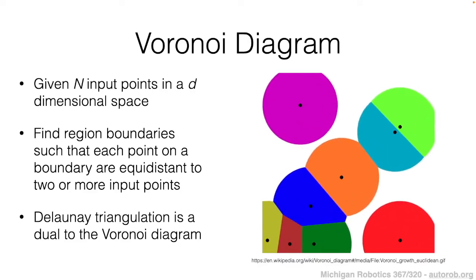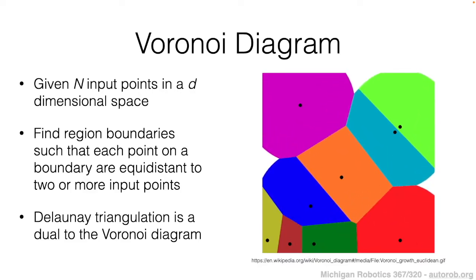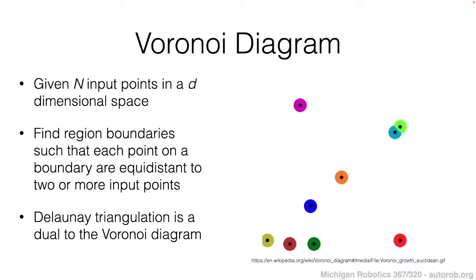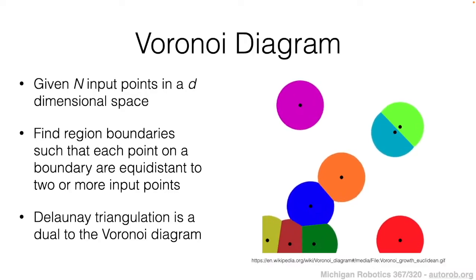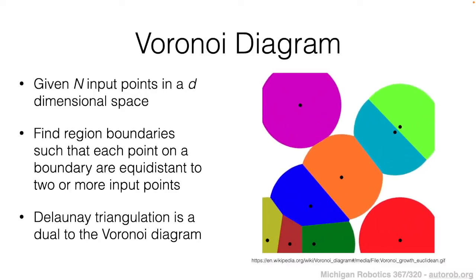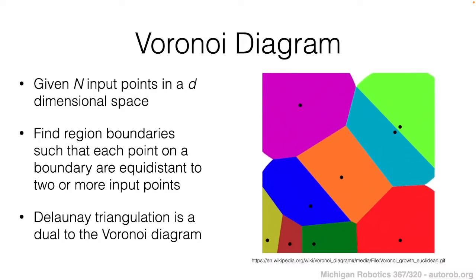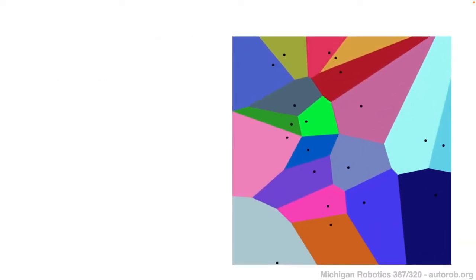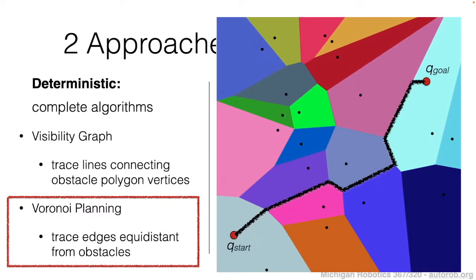And what the Voronoi diagram is doing is finding these region boundaries such that each point along one of the boundaries is equidistant to two or more of the obstacles. Using those boundaries, we could treat the roadmap as the collection of the boundaries and plan a trajectory that follows those boundaries.